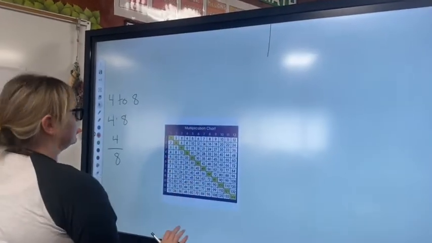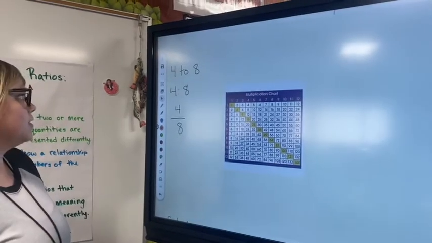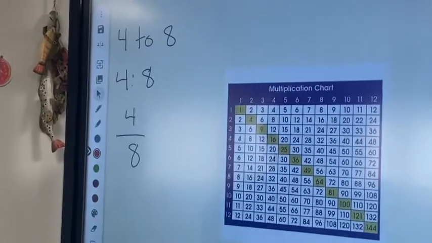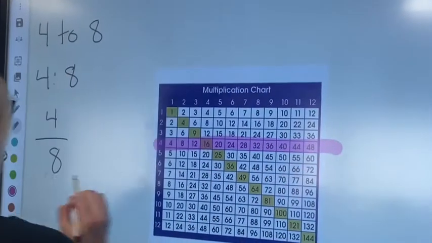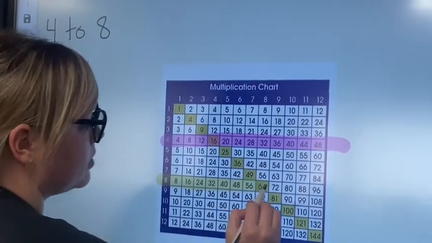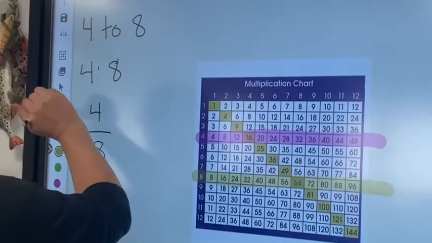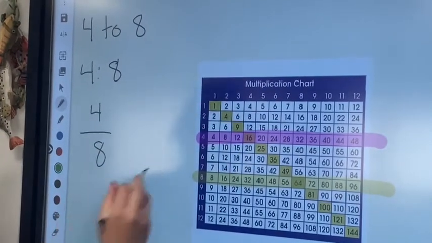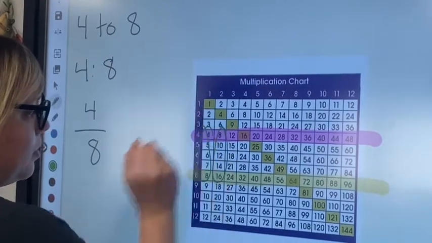Going up. Okay, 4 to 8, 4/8. What I'm going to do is highlight the 4's like we did last time, and I'm going to highlight the 8's. Multiplication by 8. When I look at this, I know that 4/8 is my ratio that I'm examining, and I know that 8/16 is equal to 4/8.